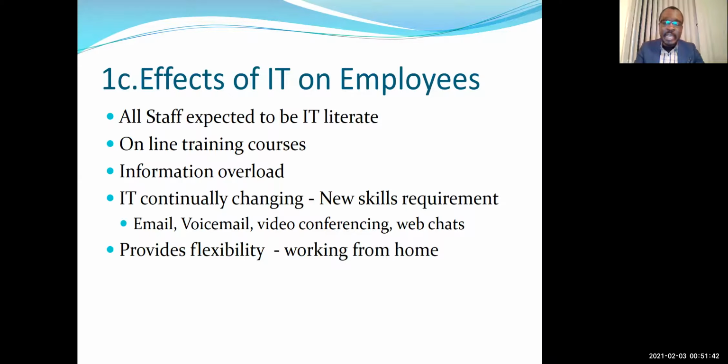Information overload is there. Be careful what you keep and what you don't keep. Be careful the kind of information you rely on. Some can be misleading. IT continually changes, so we must always adapt our skills to meet these IT requirements. And of course, it provides flexibility for most organizations: working from home, remotely, virtually, holding lectures online. This is an effect of IT on both employees and employers.